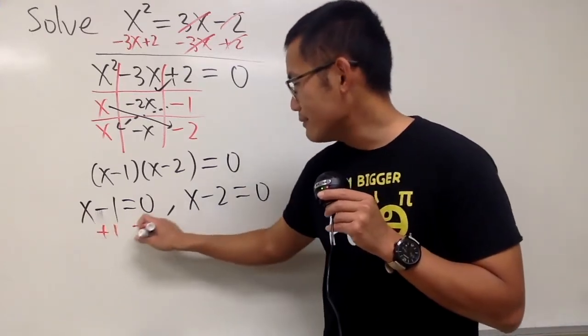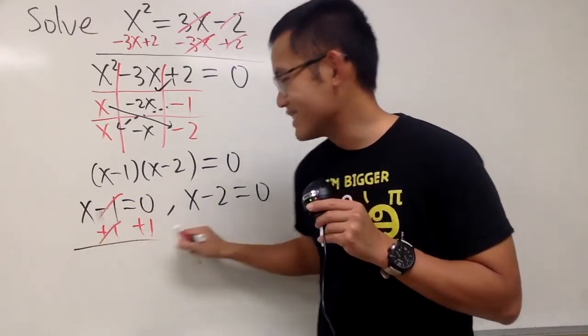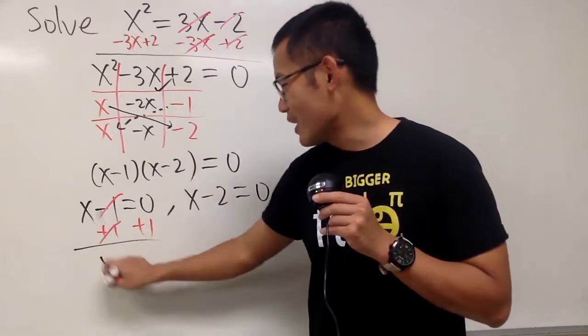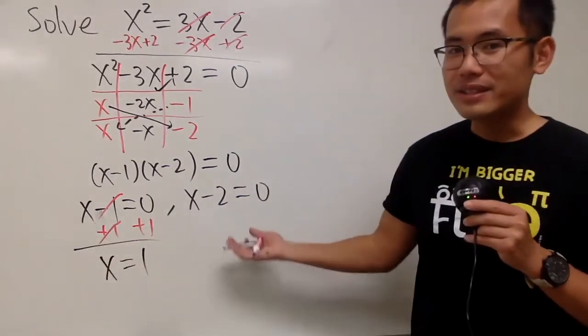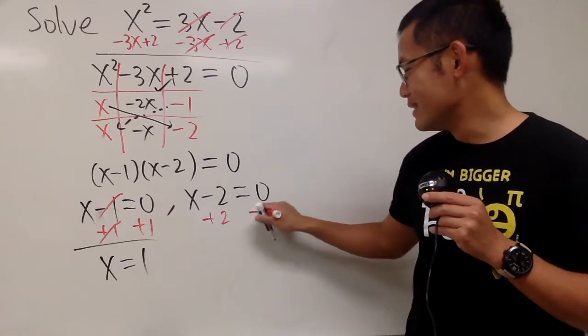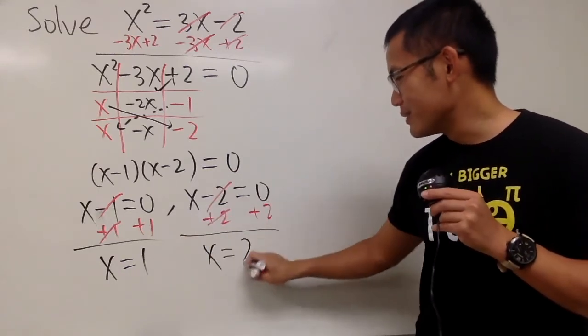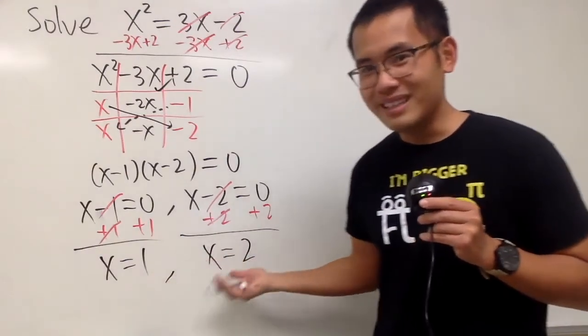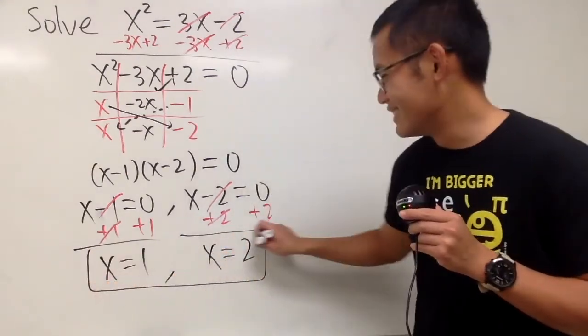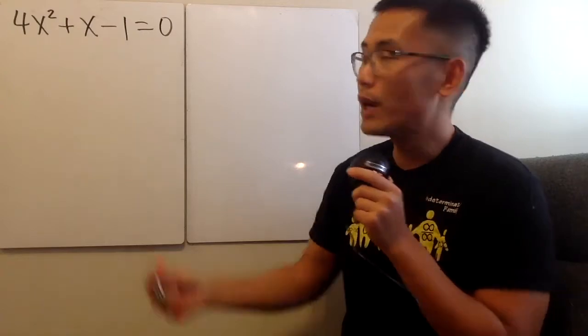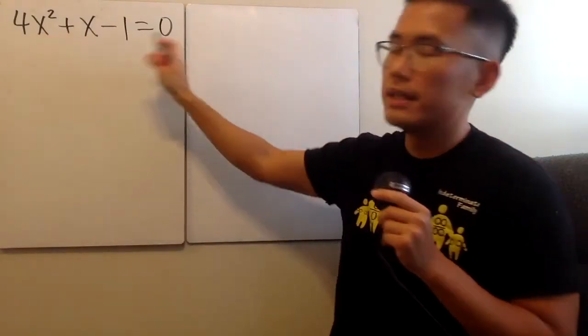Here, we add 1. And we're done for the first part. Namely, we get x is equal to 1. For the second equation, plus 2. Like this. And then we see x is equal to 2. So the first answer is 1, and the second answer is 2. So, yeah. Okay, we're going to solve 4x squared plus x minus 1 is equal to 0.